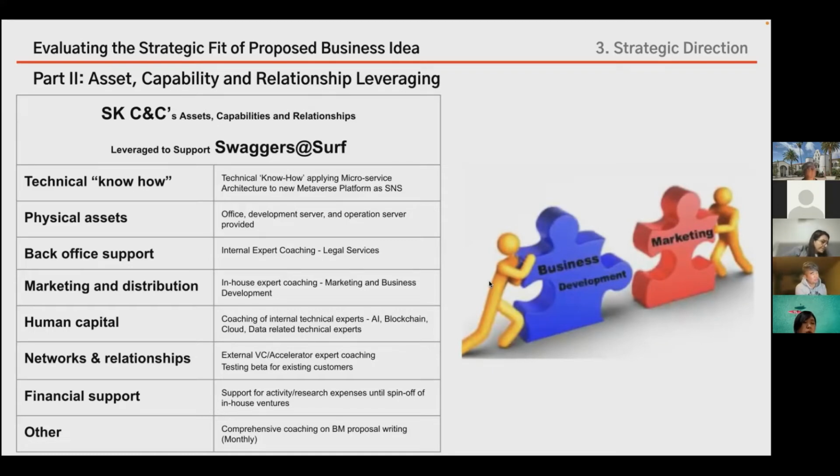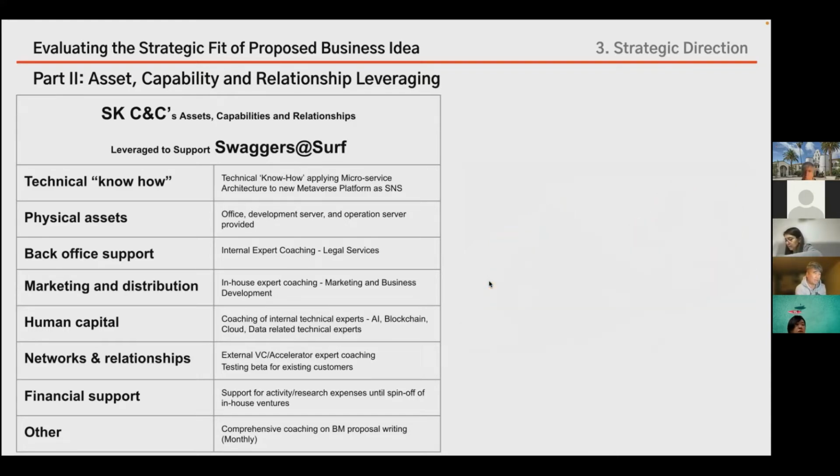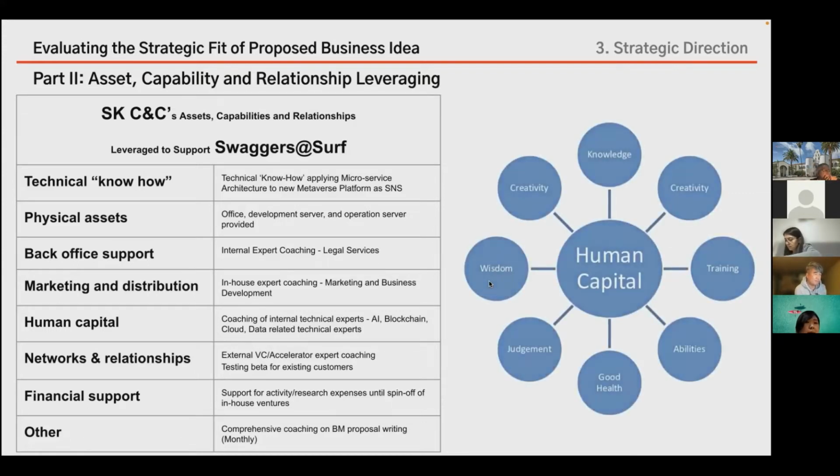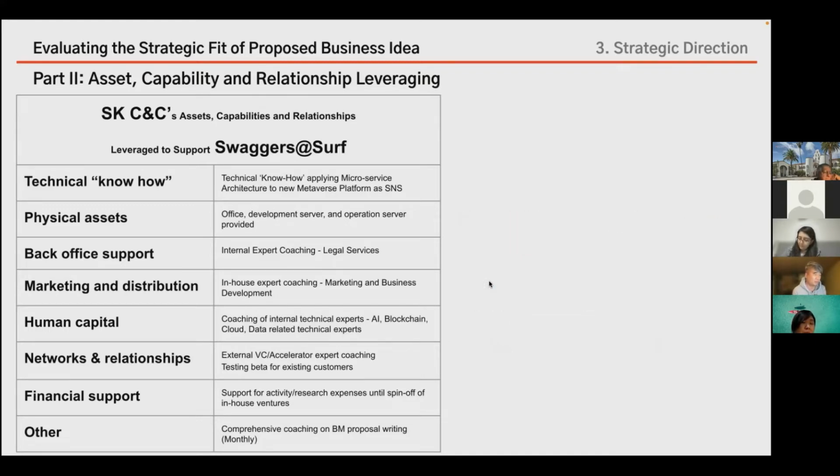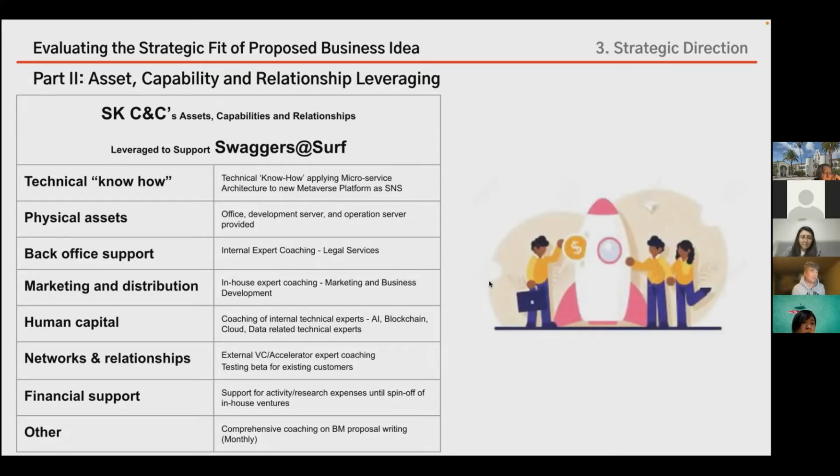And also, SKC has a lot of human capital. So AI, blockchain, cloud data, HR resources, and SKCNC will help us to provide other venture capital networks. So, for example, Y Combinator and so on. And very important thing is financial support. So SKC is a big company in Korea, so we expect the financial support.